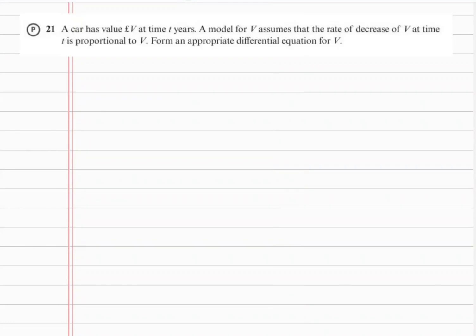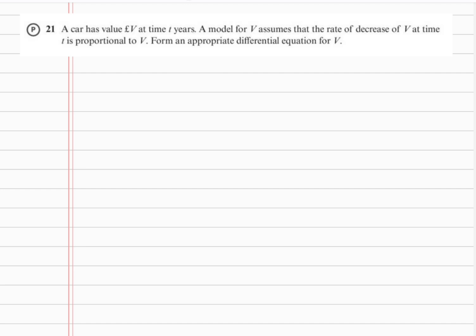Hi everyone, this video is on mixed exercise 9 question 21. A car has value v pounds at time t years. A model for v assumes that the rate of decrease of v at time t is proportional to v. And now we want to form a differential equation for v.